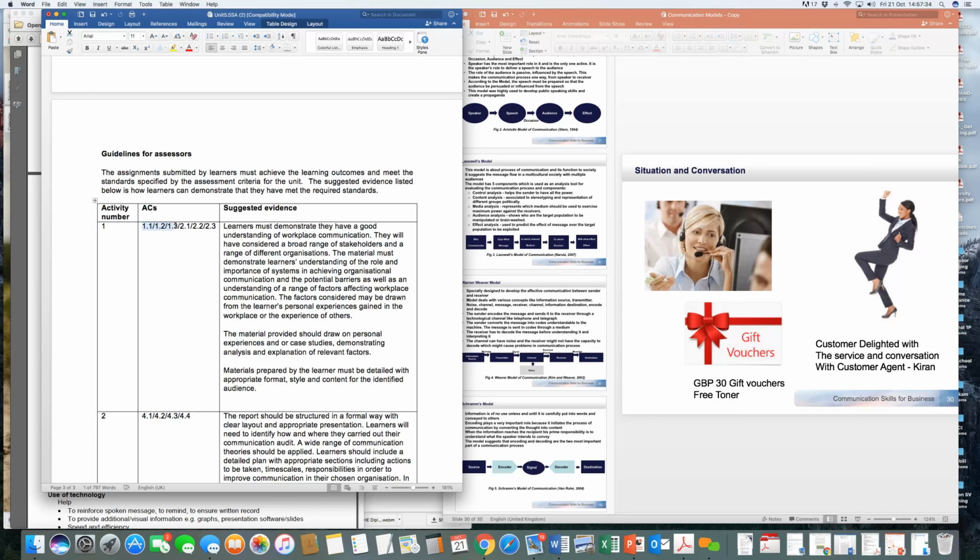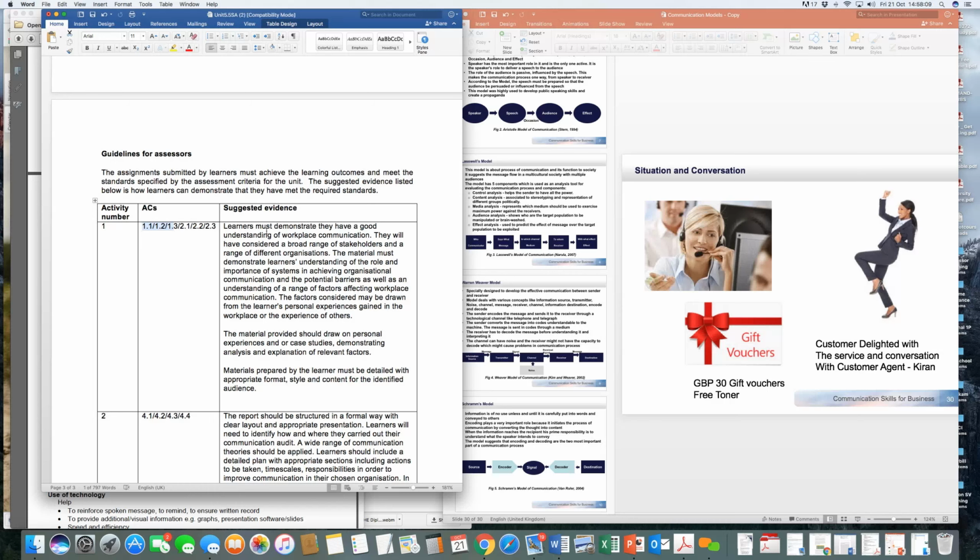I've only done part of LO1 today. What we are asking the learners to do is to actually demonstrate that they have a good understanding of workplace communication. They will be asked to consider a broad range of stakeholders, which I'm going to cover in the second session, and a range of different organizations. The material must demonstrate learners' understanding of the role and importance of systems, and so on. And the material provided should be drawn on personal experiences or case studies and things like that.